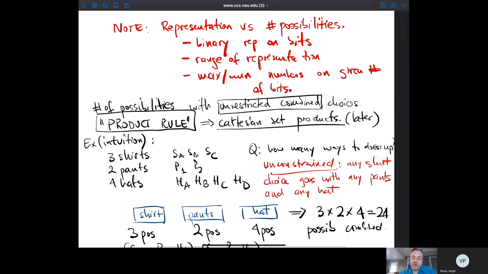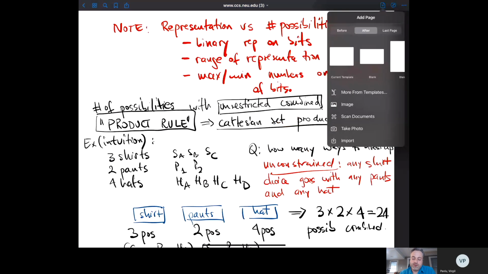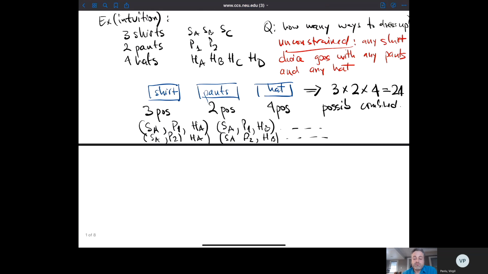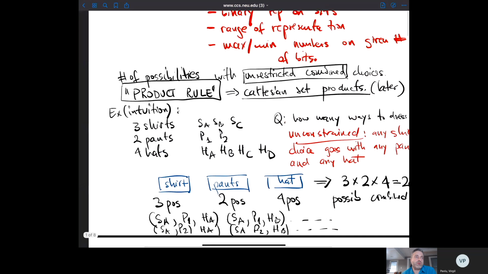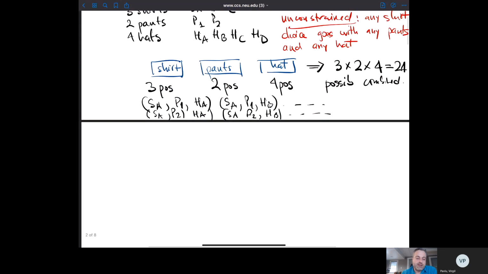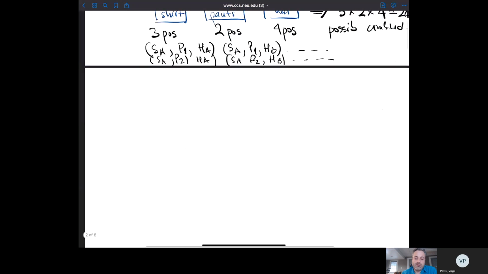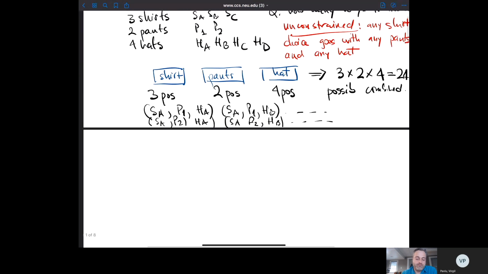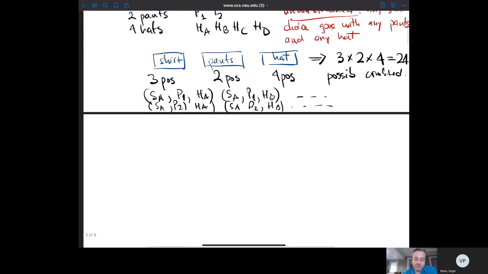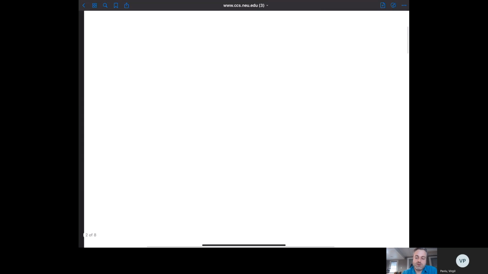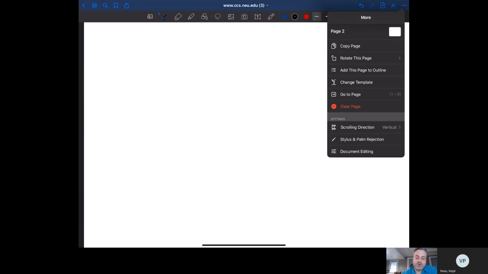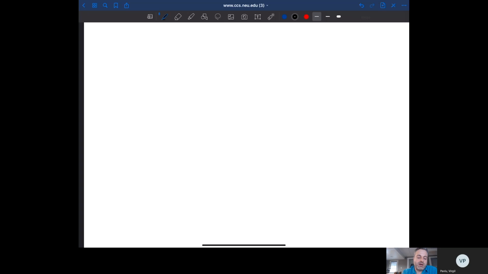So let me add a page here after this page, so we can continue with this discussion. This is just an intuition. I'm not trying to prove anything here. Now let's move to binary. We added a page, but we lost the... right. So now let's move to binary.